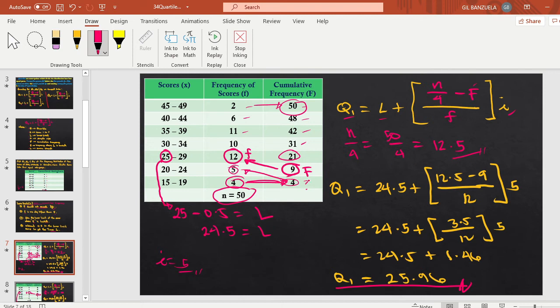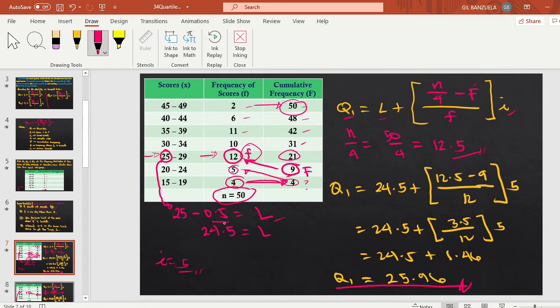So since this is 12.5, see, pwede ba 9, pwede ba 21, hindi, no? So the cumulative frequency should not exceed the kn over 4. So that's why we choose 9. And from there, we look upward at 12. This is now our frequency where the lower limit is located. And we are going to take 25, that is the lower limit, and subtract 0.5 to get the true lower limit.